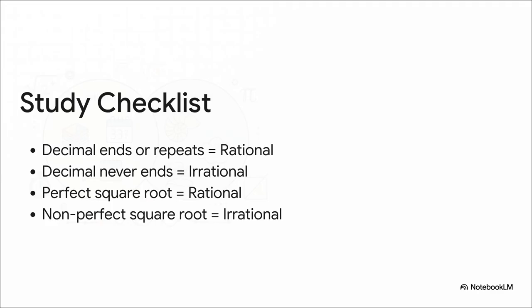So, to make sure you never miss a question on this topic again, I want to give you this perfect study guide checklist. Write this down. If a decimal ends or repeats, it is rational. If a decimal never ends and never repeats, it's irrational. If you're looking at a square root, check if it's a perfect square. If it is, like 9 or 25, it is rational. If it's a non-perfect square, like 7 or 10, it is definitely irrational. Keeping these 4 simple rules in your head guarantees success when classifying these numbers.